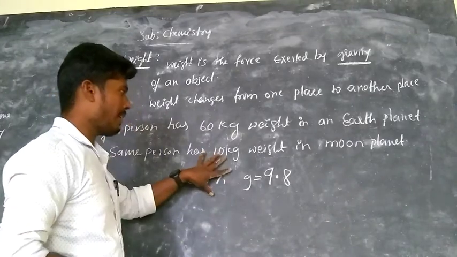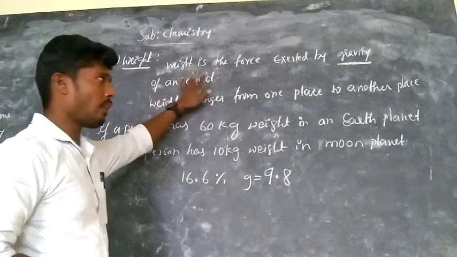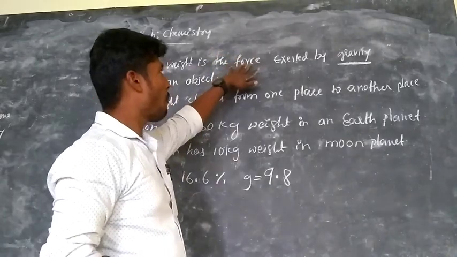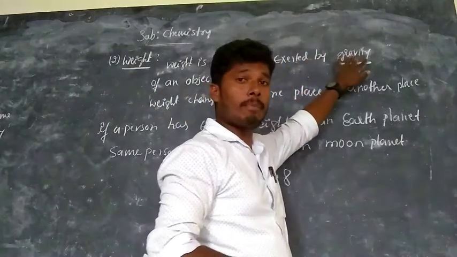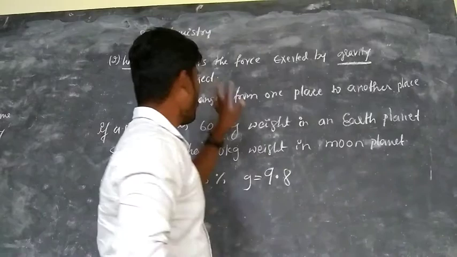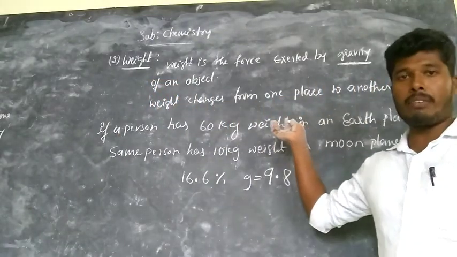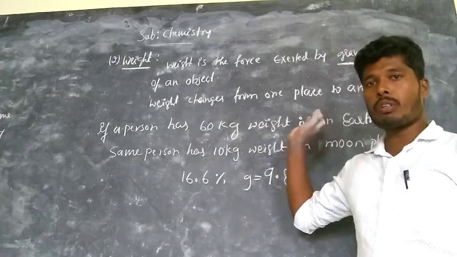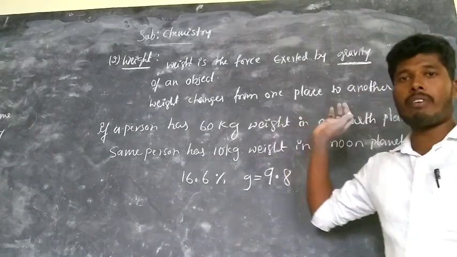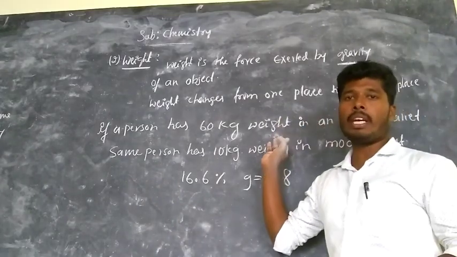Therefore, this is called weight. That is, weight is the force exerted by the gravity on an object. And you know the difference between weight and mass. You should keep in mind the difference between weight and mass while using the terms.